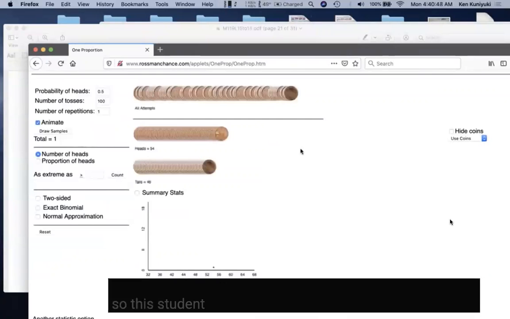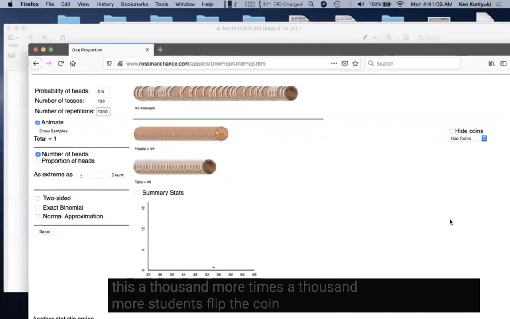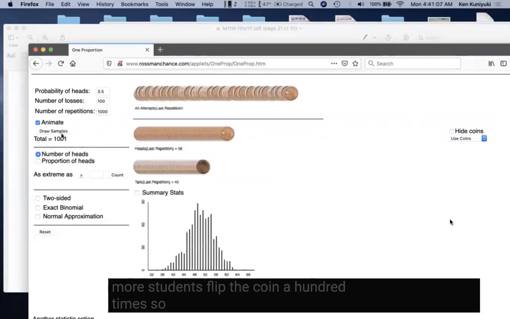Okay, so this student gets 54 heads and 46 tails. You see the little dot there on the 54. It's a dot plot. You see the dot there for 54. Okay, now let's say that we repeat this 1,000 more times. 1,000 more students flip the coin 100 times. So for the 1,001 students, this is the frequency histogram for the number of heads.